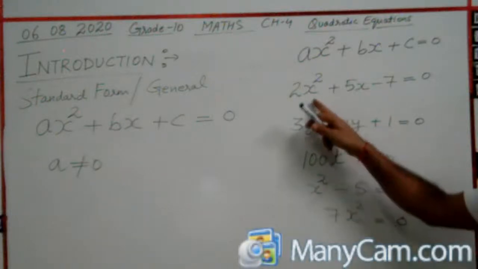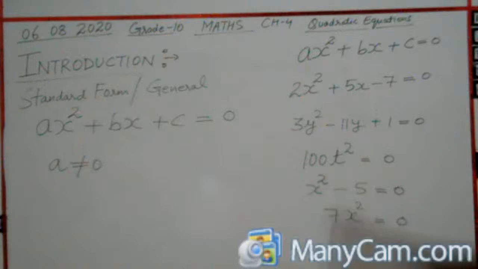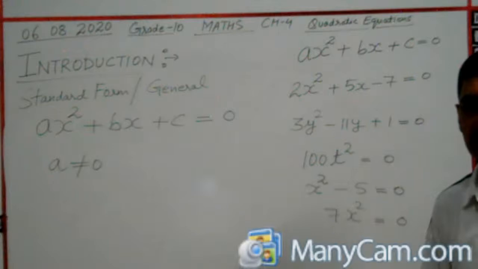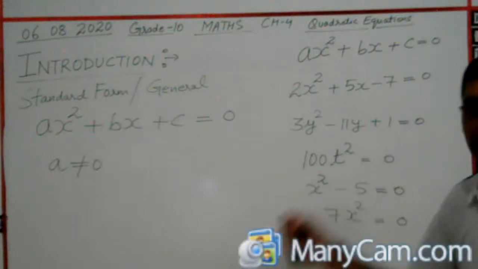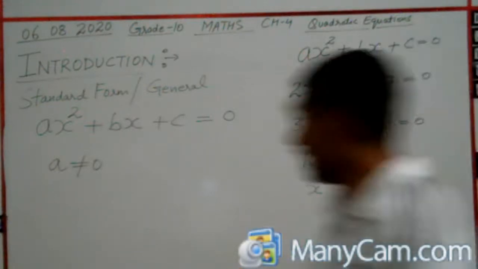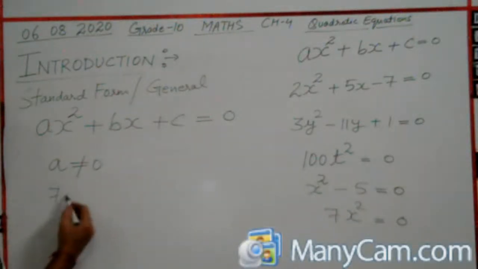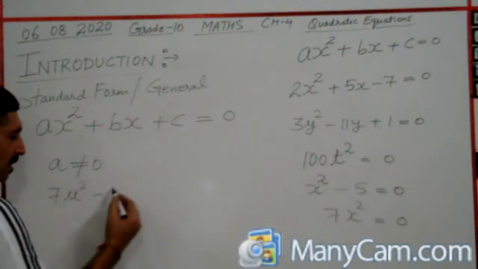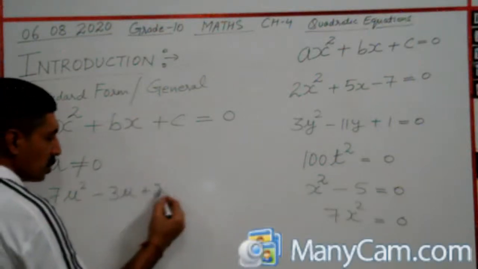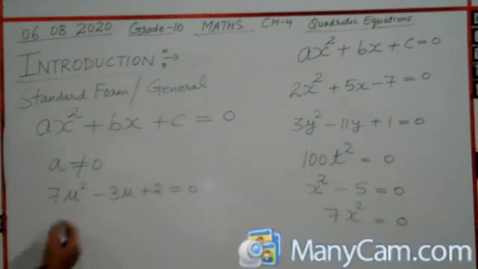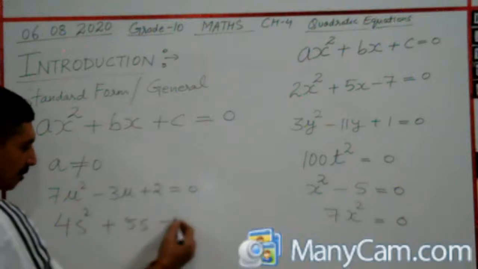Some of these equations have the variable x. Here the quadratic equation is in terms of y, the variable is y, and here it is t. So the variable can be u, v. Even we have quadratic equations like 7u square minus 3u plus 2 is equal to 0. This is a quadratic equation where the variable is u. The quadratic equation can be 4s square plus 5s minus 11.